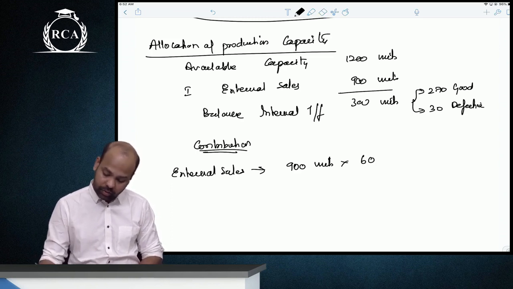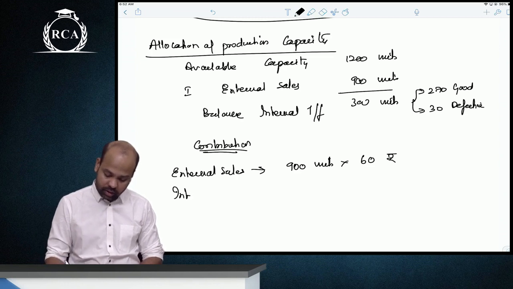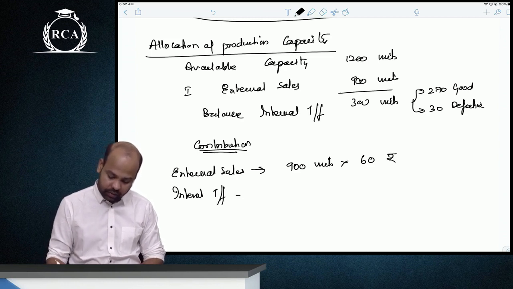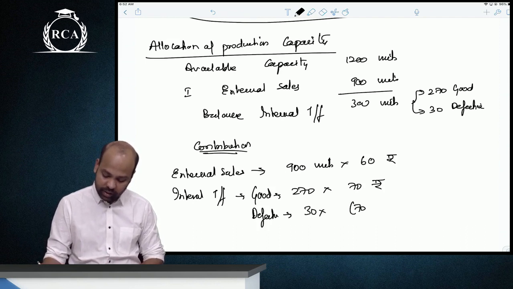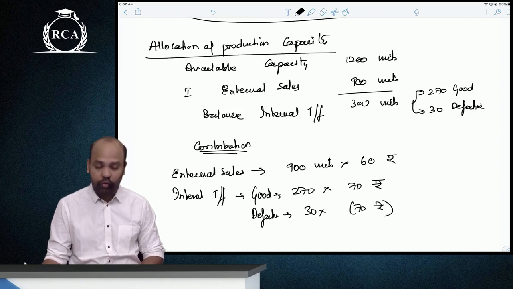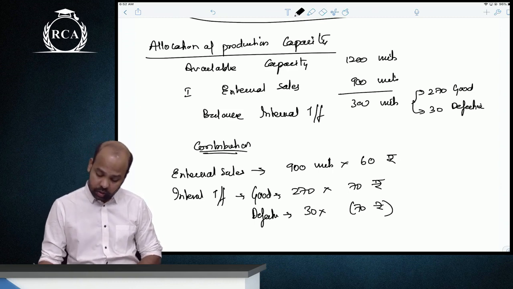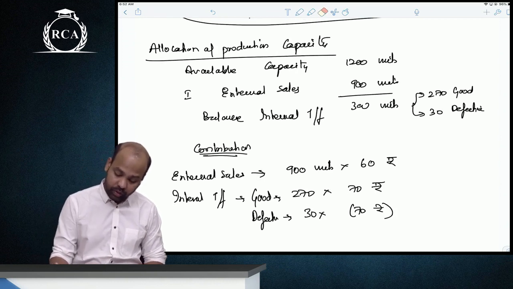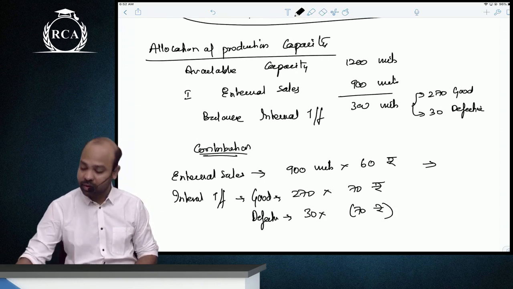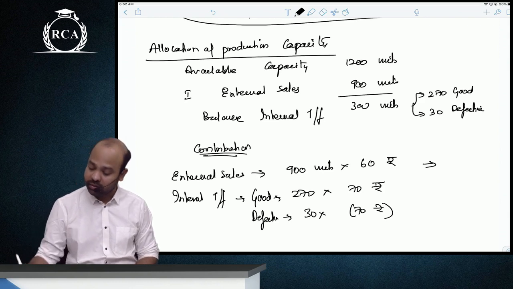I'm writing contribution here. Internal transfers: for good units, I can write 270 units into 70 rupees. For the defectives, I'm going to write 30 units into negative 70. Sir, can I directly write 300 units into 56? Yes, you can directly write 300 units into 56, even that would do. Remember, the effective contribution per unit is that only.